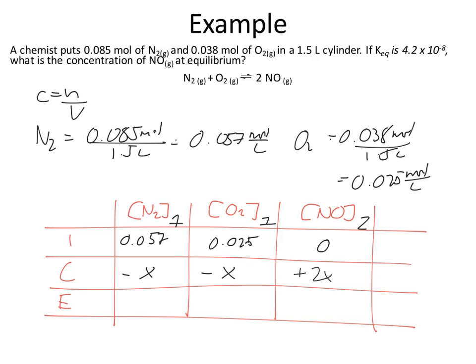Our equilibrium concentrations will be a summation of our initial and our change, so 0.057 minus x. Here we have 0.025 minus x, and here we just have 2x. So we have our values. We're going to be using these values here to figure out what our equilibrium concentrations are going to be, in addition to our K equilibrium expression. So let's do that now.